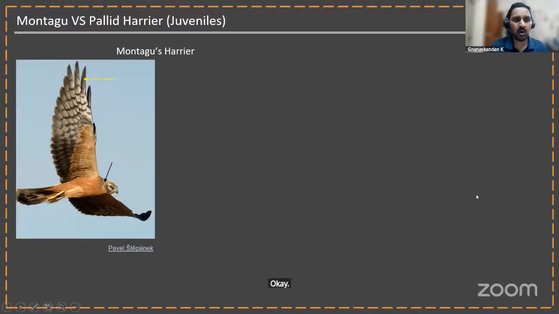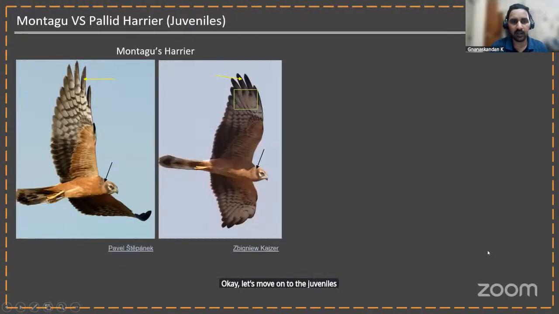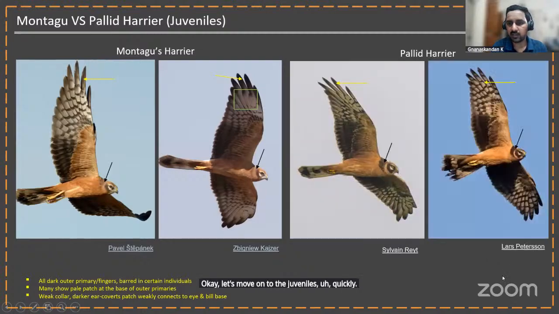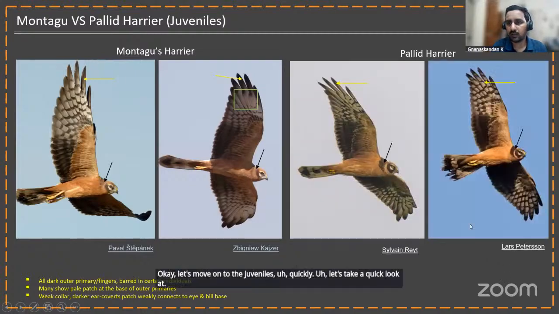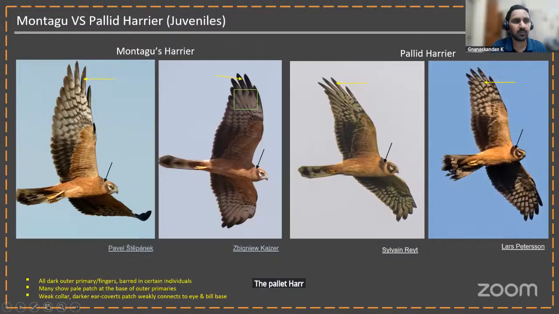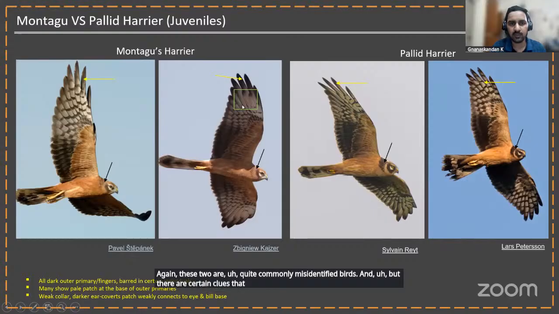Okay, let's move on to the juveniles quickly. Let's take a quick look at the pallid harrier and Montagu's harrier juveniles. Again, these two are quite commonly misidentified birds, but there are certain clues that actually keep them apart.